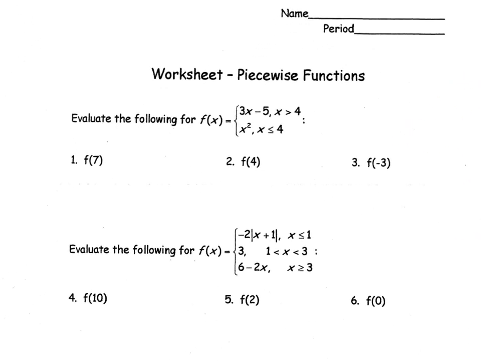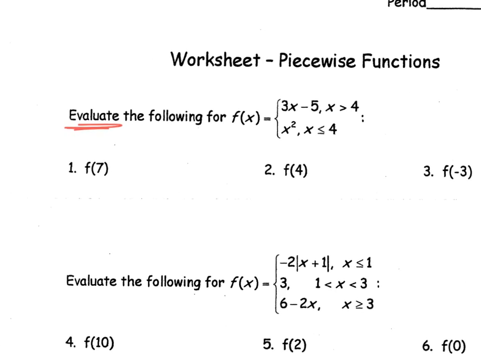Okay, so let's talk about evaluate the following, and remember that means solve, for f of x equals, there's your system. So we have f of 7. Which one do you think we're going to use? The top one or the bottom one? Well, f of 7 would be on the top one, because the top one is when x is greater than 4. Since I'm going to use the top one, I would just plug in 7 for my x. 3 times 7 minus 5 would be 21 minus 5, so 16.